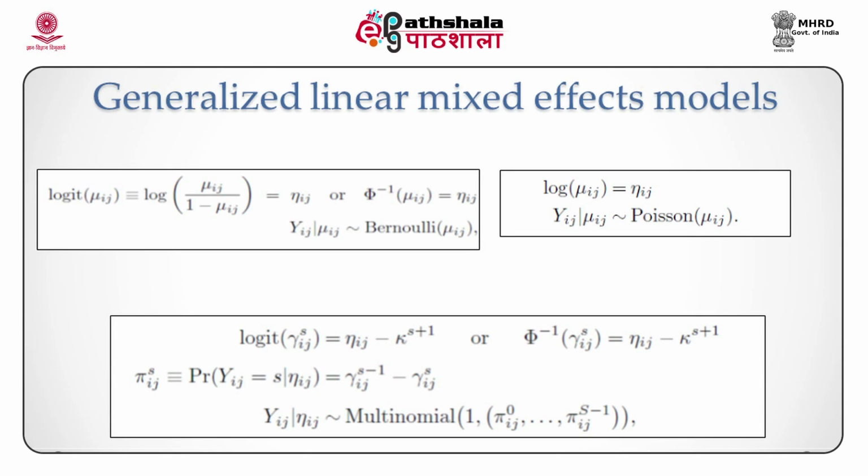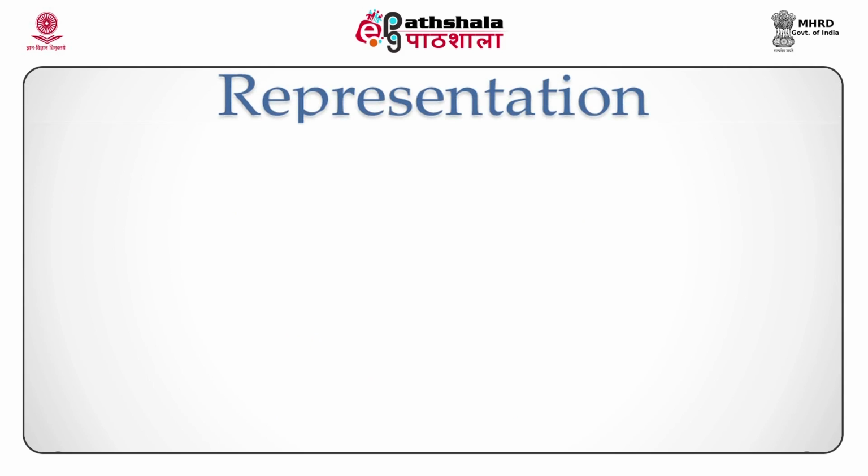where pi ij s is the probability of y ij being in the s-th category given eta ij, equal to gamma ij s minus gamma ij s minus 1. We assume here that y ij given eta ij follows a multinomial distribution with parameter 1 and pi ij 0 to pi ij s minus 1. There are several representations used for the mixed effects model.